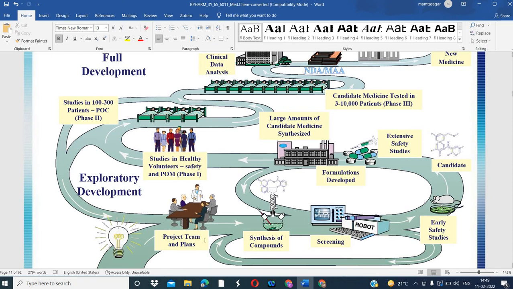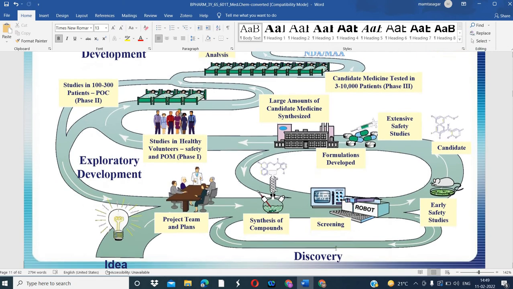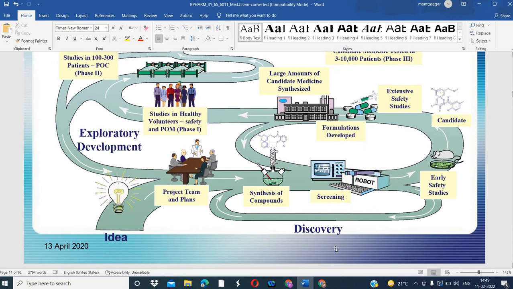Exploratory development. So the project team works on that. A large amount of candidate medicine is synthesized. So these are the different processes that are connected with each other. Okay, we have to carry out this. There is the synthesis of compound in the laboratory. We are all doing this parallelly, but it starts from the laboratory.